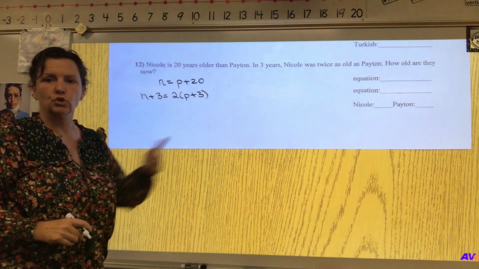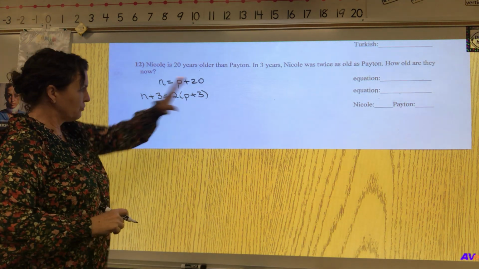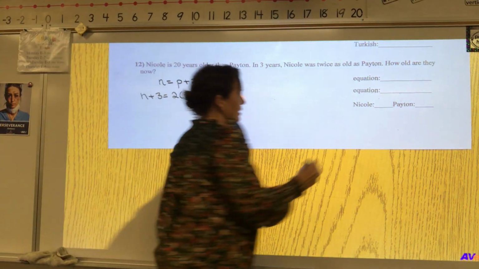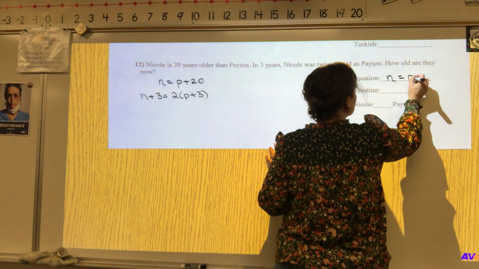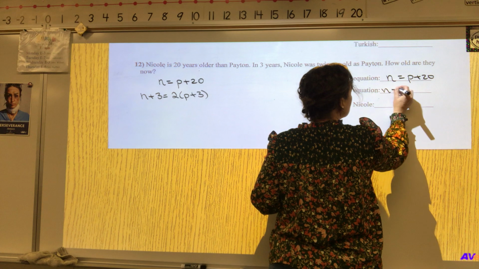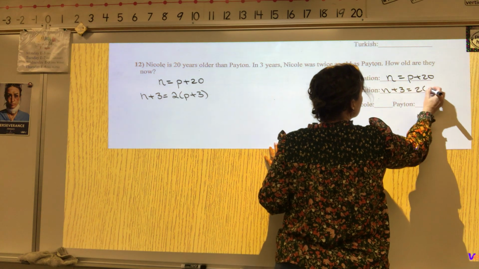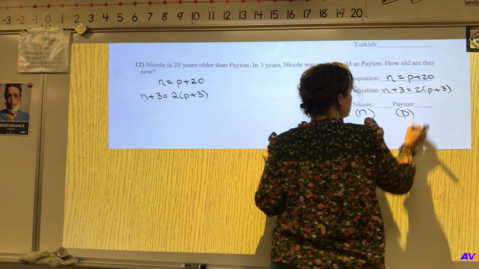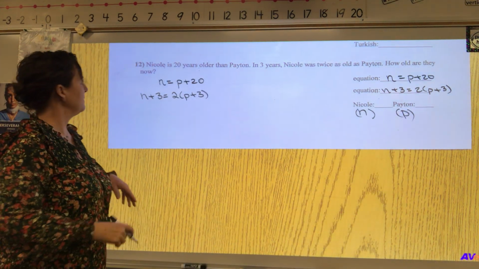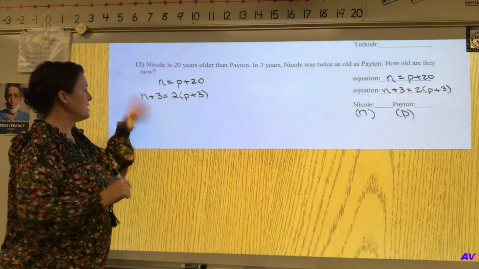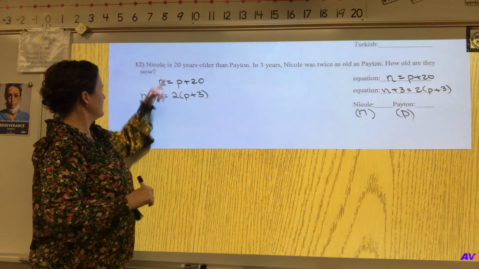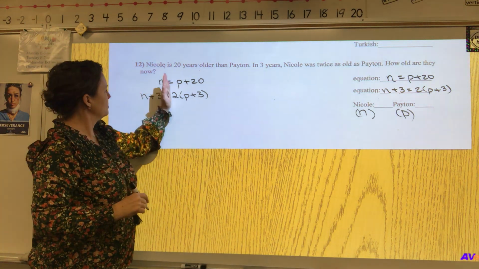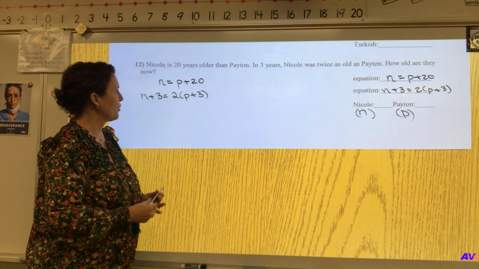Beautiful. Cool beans. Okay. So we're going to write those over on the equation part. And N for Nicole and P for Mr. Payton. My lovely kiddos. Now this one is not lined up. Like, I don't really see the ends lined up. If the equal signs are lined up, everything is kind of cuckoo for Cocoa Puffs.